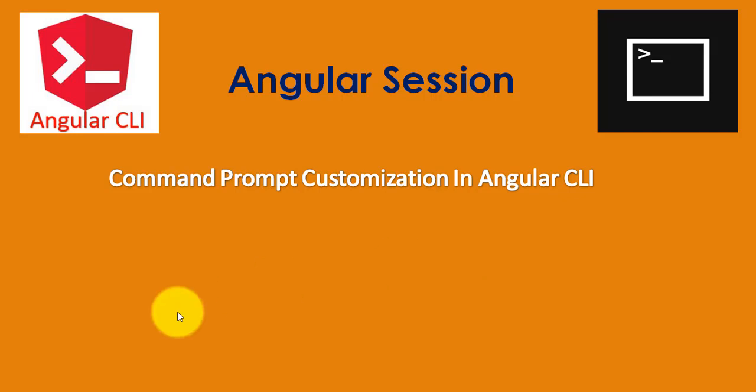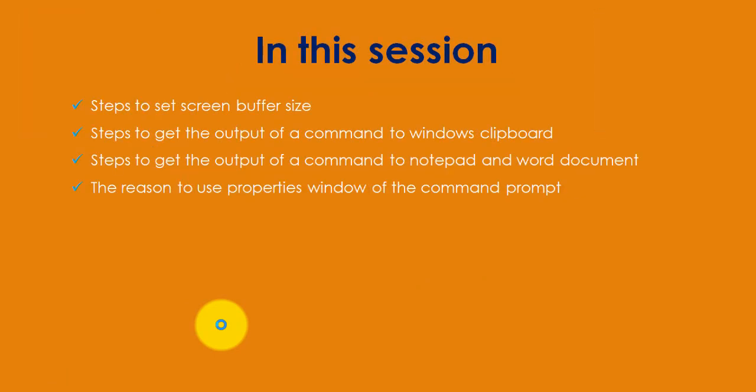In this session we have a few points that we'll talk about in detail. The first point is steps to set the screen buffer size. The second is steps to get the output of a command to the Windows clipboard, and steps to get the output of a command to Notepad and a Word document, and the reason to use the properties window of the command prompt.